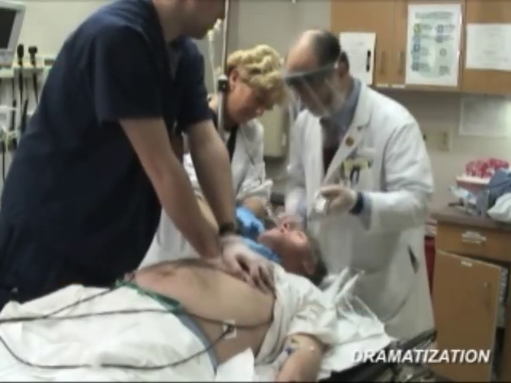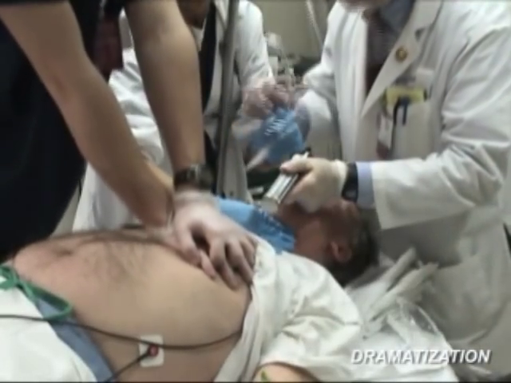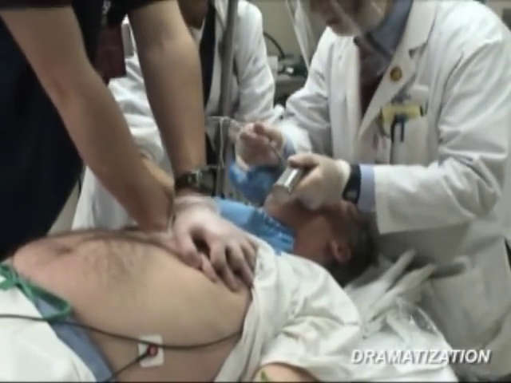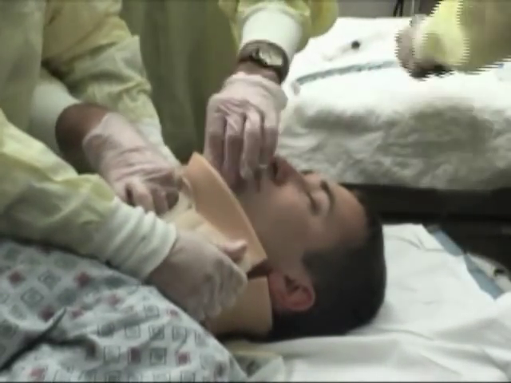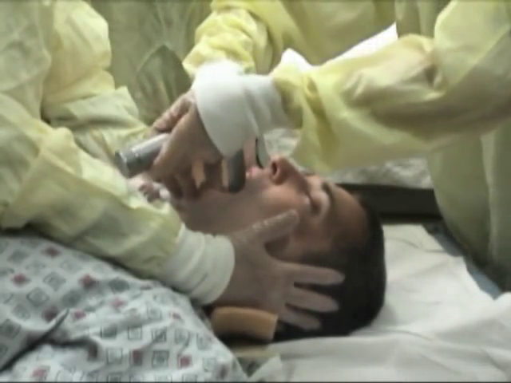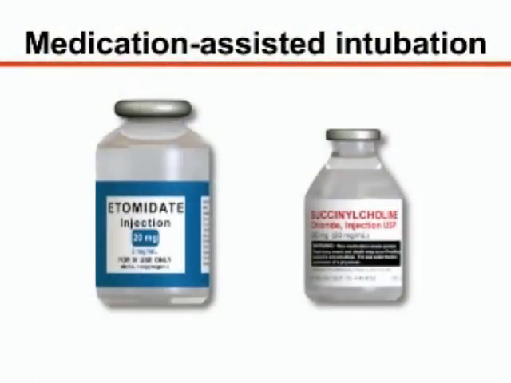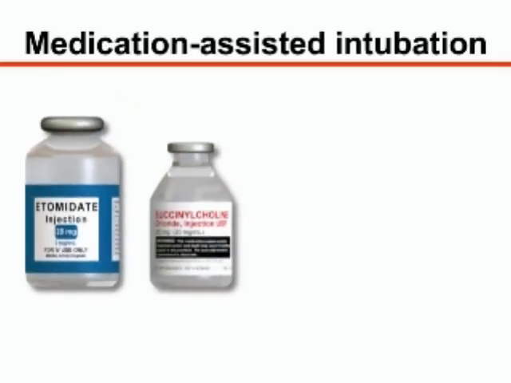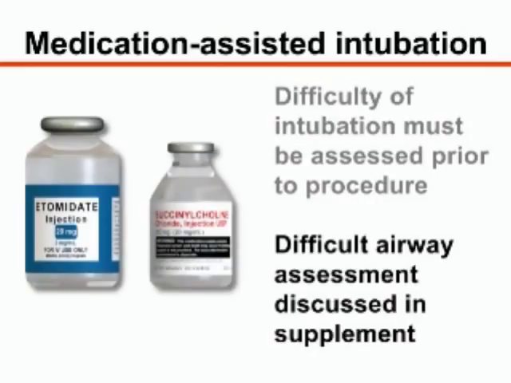In emergent cases, such as cardiac arrest, airway management is of paramount importance, and there are very few contraindications to orotracheal intubation. Unstable cervical spine injury is not a contraindication, but intubation must be performed with strict inline stabilization of the cervical spine. If neuromuscular blocking agents or sedatives are used to facilitate intubation, the difficulty of intubation must be assessed and planned for before proceeding. This assessment is discussed in more detail in the accompanying written supplement.